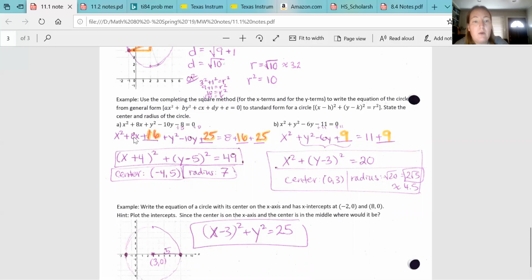So completing the square, we take half and square it. B over 2 squared is the formula. So take half and square it, you get 16. What you do to one side of the equation, you do to the other. Half of 10 is -5. Square that, you get positive 25. What you do to one side, you must do to the other.